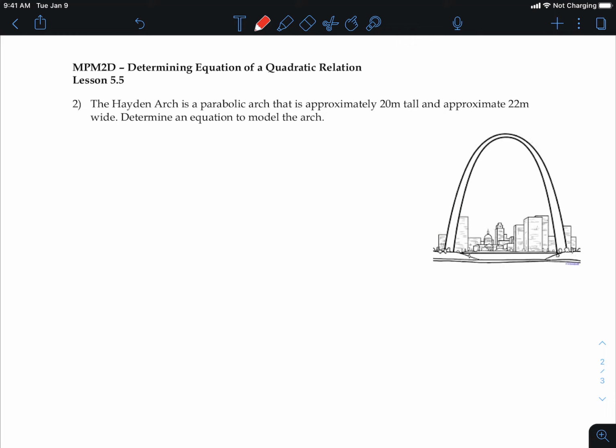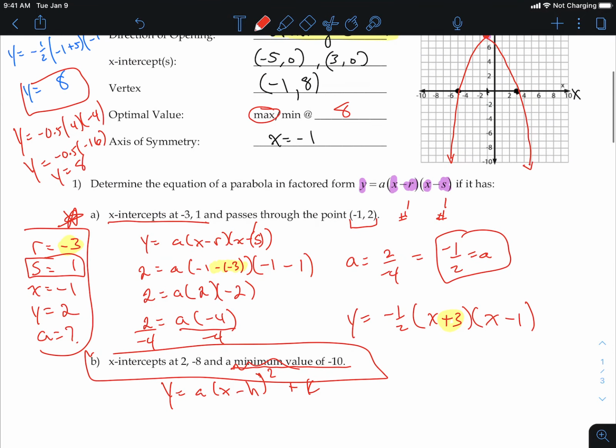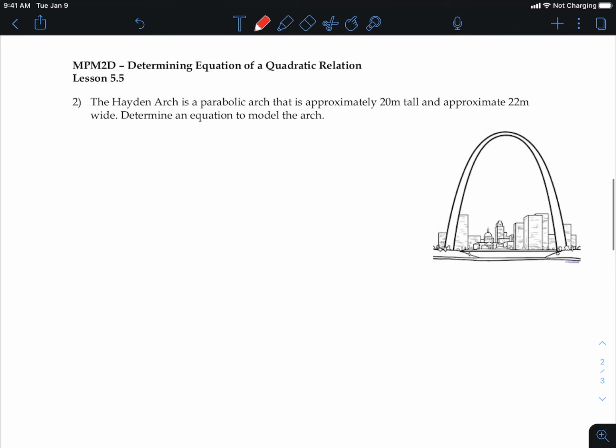So all we're doing here is this question up here that I put a star beside, with the exception that we've got some words around it now. Trying to come up with an equation that represents this arch. It's a parabola. So we're going to come up with an equation that represents that thing. The Hayden arch is a parabolic arch that is approximately 20 meters tall and approximately 22 meters wide. Determine an equation to model the arch.